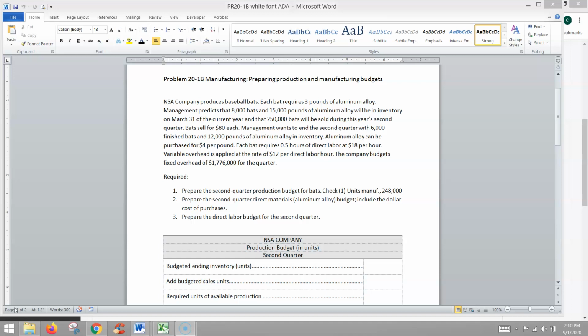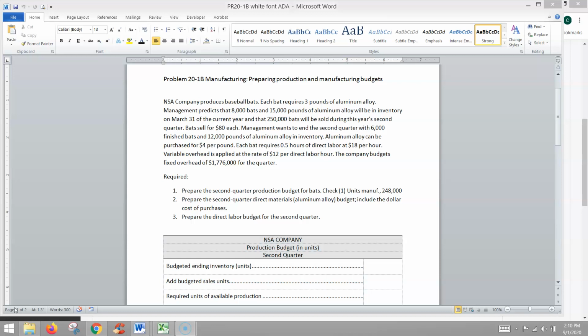Bats sell for $80 each. Management wants to end the second quarter with 6,000 finished bats and 12,000 pounds of aluminum alloy in inventory. Aluminum alloy can be purchased for $4 per pound. Each bat requires 0.5 hours of direct labor at $18 per hour. Variable overhead is applied at the rate of $12 per direct labor hour. The company budgets fixed overhead of $1,776,000 for the quarter.